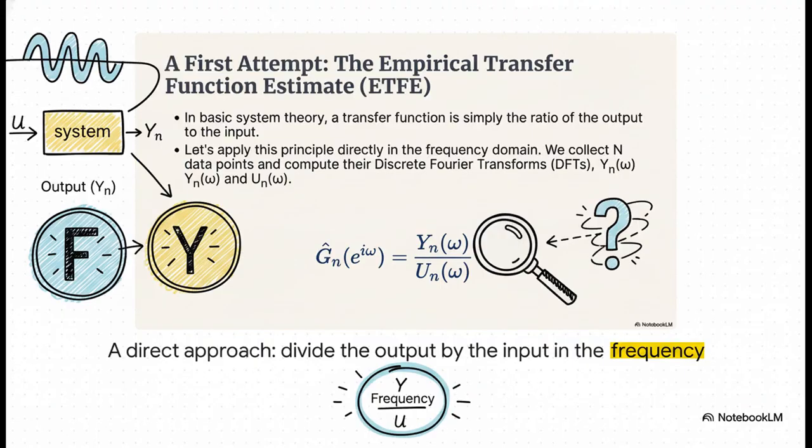So where do we even begin this investigation? Well, the most obvious place to start is with the simplest approach, right? In system theory, a transfer function is basically just the ratio of the output to the input. So let's try doing that in the frequency domain. By taking something called the Fourier transform, we can break our signals down into all of their different frequency ingredients. The idea is simple. Just divide the output's frequency ingredients by the input's. This is called the empirical transfer function estimate, or ETFE for short. It's direct, it's intuitive, but the real question is, does it work?